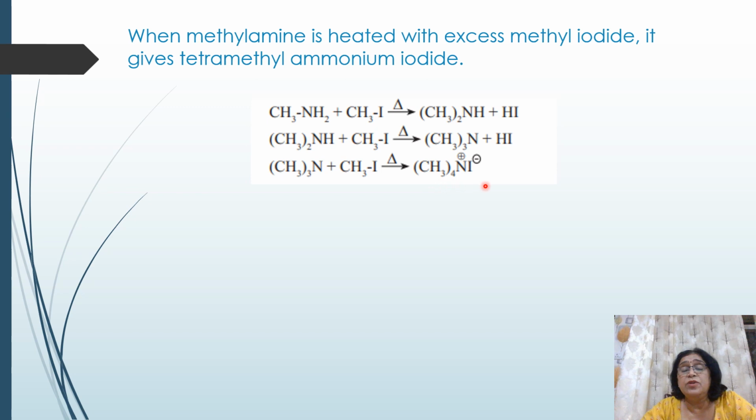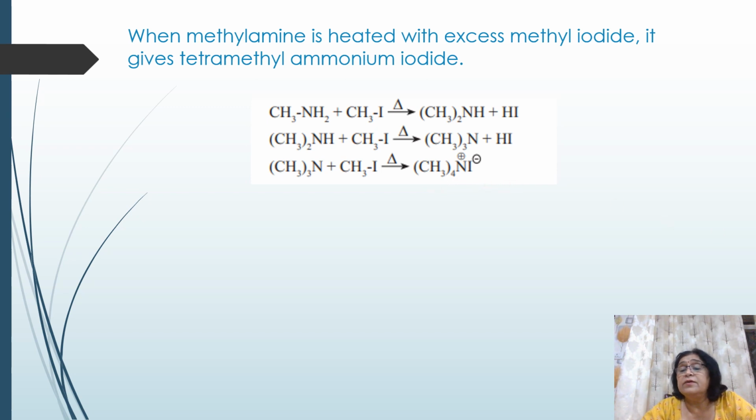This tetramethyl ammonium iodide is known as quaternary ammonium salt. Instead of NH4I, the ammonium salt, here the 4 H's are replaced by the methyl group. So you get (CH3)4N+ I minus. So this is quaternary ammonium salt, tetramethyl ammonium iodide.